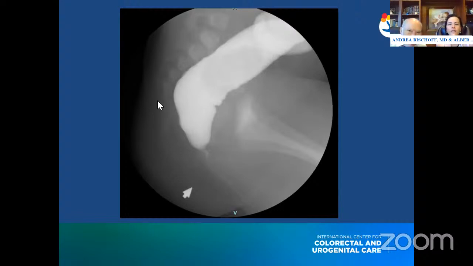Look carefully. Is this a rectoperineal fistula? Is this a no fistula? Is this a rectourethral bulbar fistula, rectoprostatic fistula, or a rectobladder neck fistula? And of course, it's easier to know when you're doing the study yourself because you can actually see where the contrast is coming out. But just let's see. Very good. This is a rectoperineal fistula.